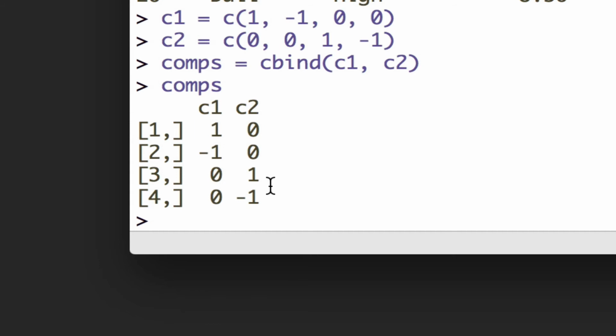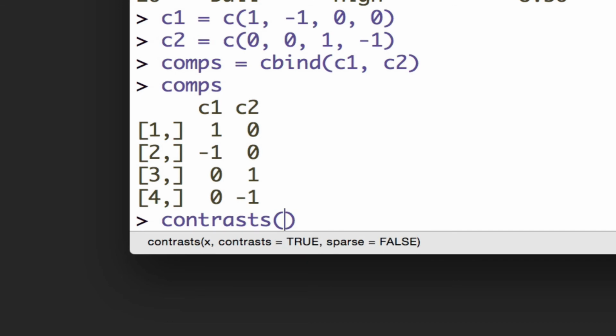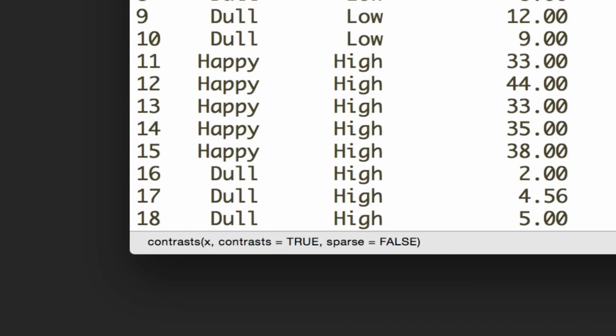To apply those to our ANOVA, we can basically run the same ANOVA as we did before, but we want to tell it these are the specific contrasts, or the specific comparisons, we want you to do. So in order to do that, before we run our ANOVA model, we're going to say contrasts, and it's going to ask us which variable we want to get groupings for our contrast for. Remember, this is why we had to do combined, because you can't specify more than one variable.